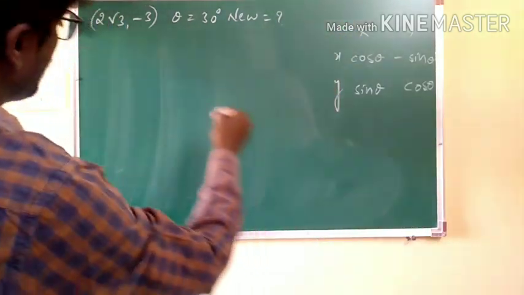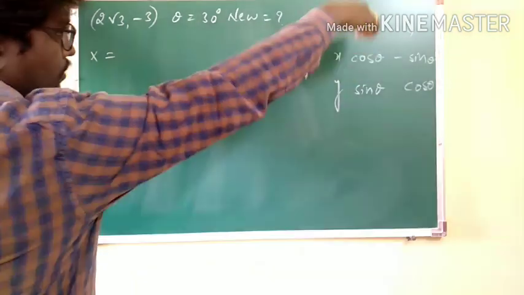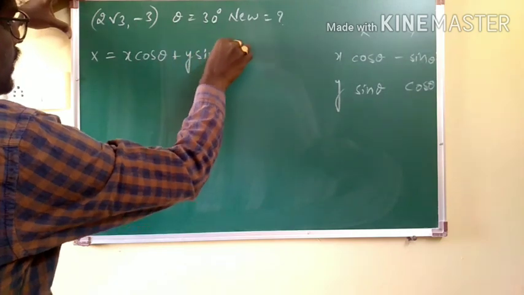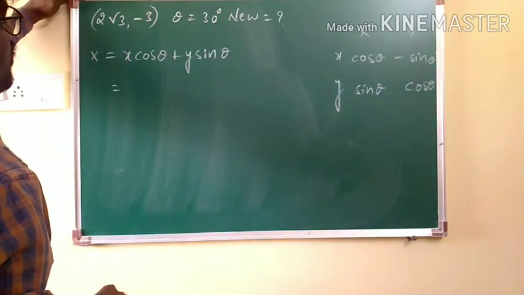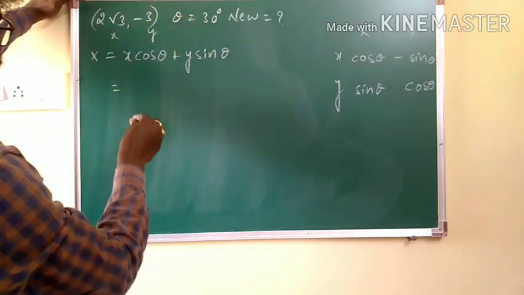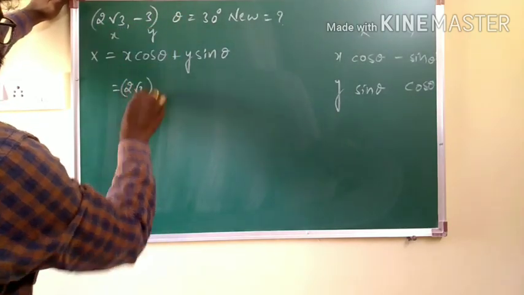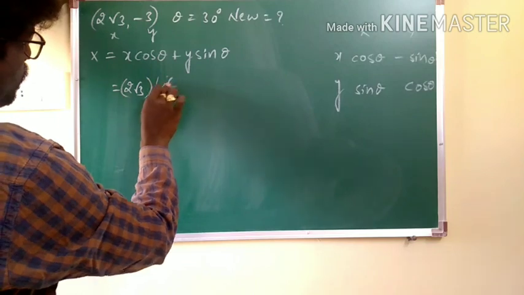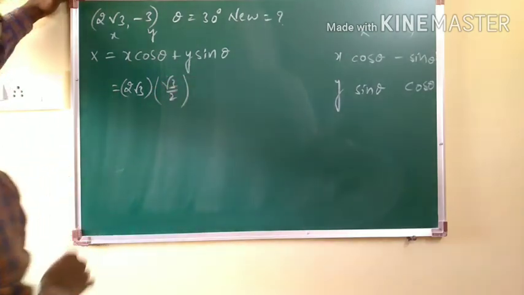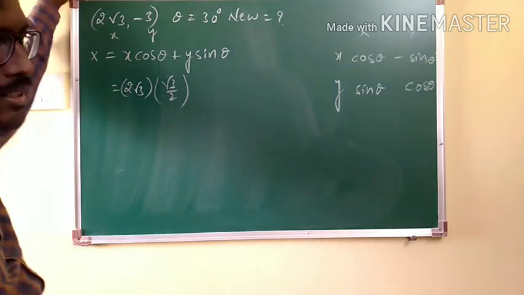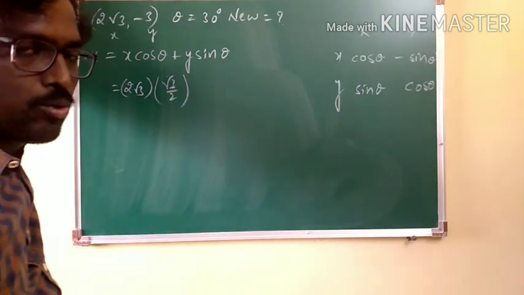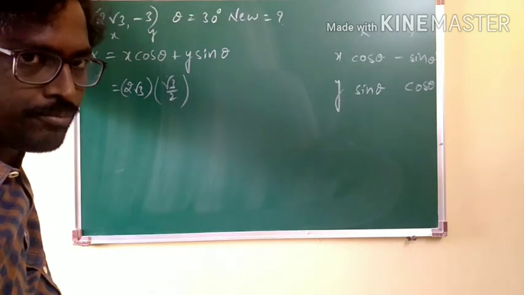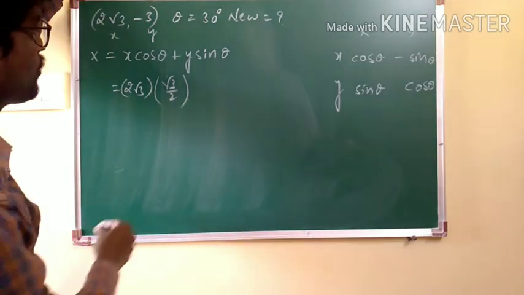So what did I tell you? When you are taking new coordinates, capital X is equal to x cos theta plus y sin theta, where x comma y are the old coordinates. Here, 2 root 3 into cos 30. What is cos 30? Root 3 by 2, because cos 30 is equal to sin 60. Sin 30 is 1 by 2, sin 45 is 1 by root 2, sin 60 is root 3 by 2.